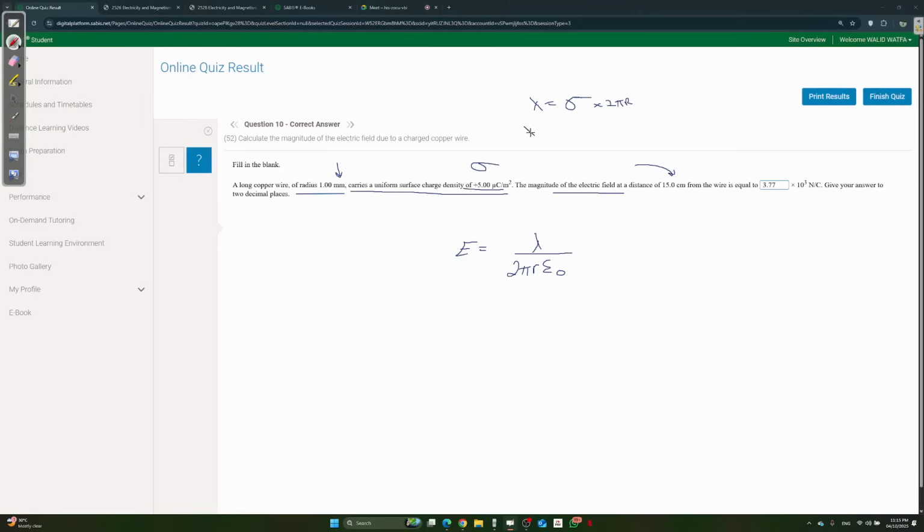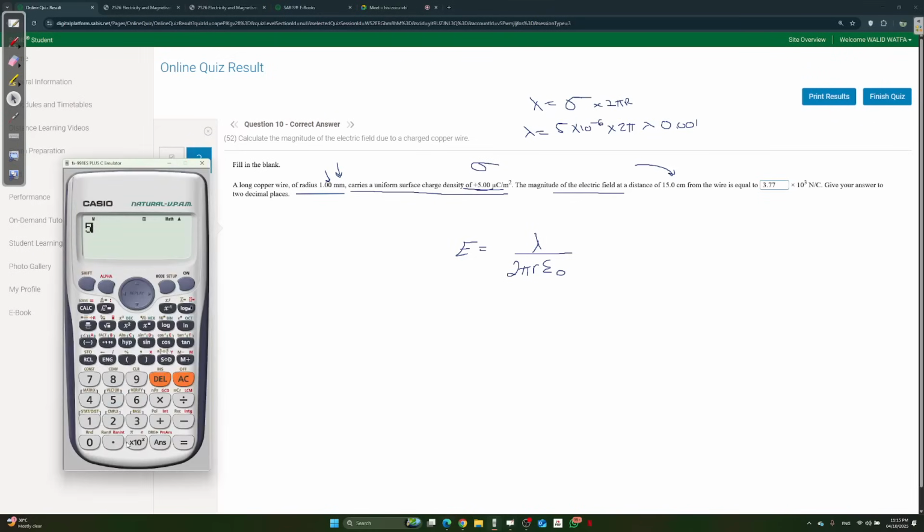So actually let's do that. Lambda is equal to sigma, which is 5 times 10 to the negative 6, times 2 pi times the radius, which is the radius of how big the wire is, not how far away it is. So times 0.001. Now let's do this on a calculator. 5 times 10 to the minus 6 times 2 pi times 0.001. You get, let's just say, 3.142 times 10 to the minus 8.